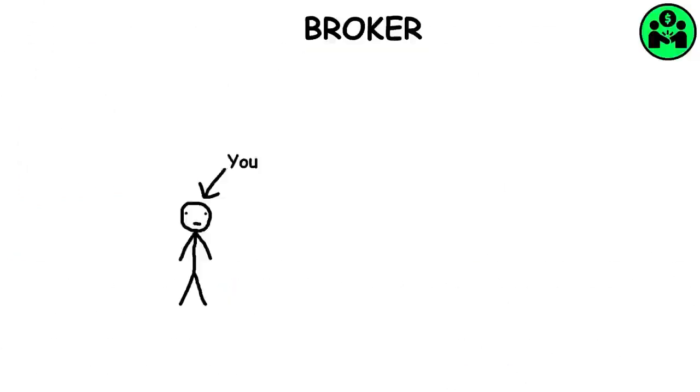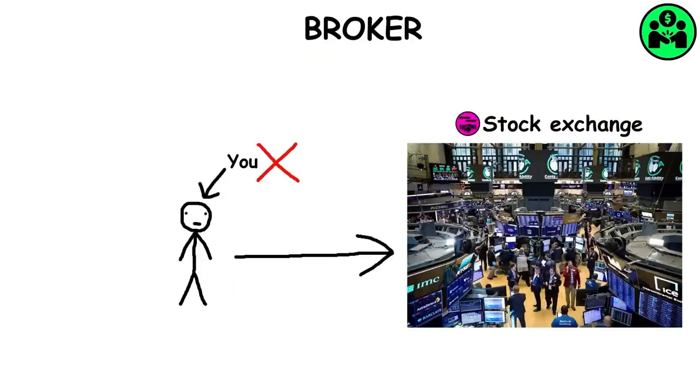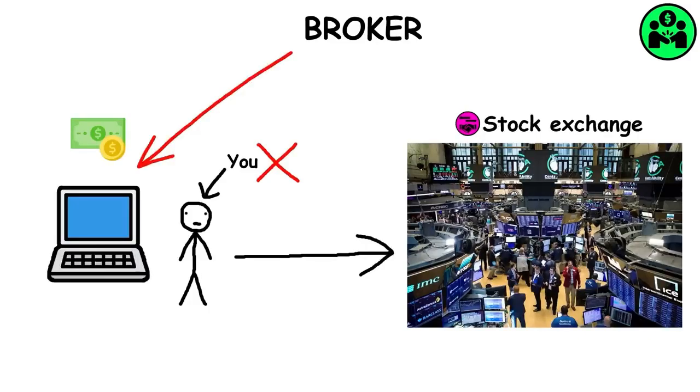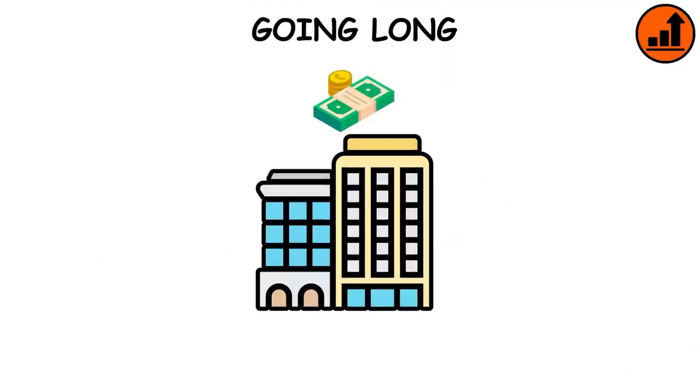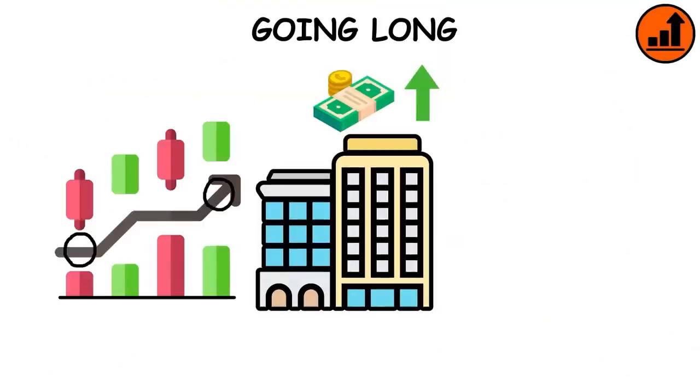Broker. Since you can't directly go to the stock exchanges to buy stocks, someone will do it for you, usually for a fee. This is called a broker. Nowadays, they are mostly online platforms. Going long. Betting that a company's stock's price will increase so that you can buy low and sell high.